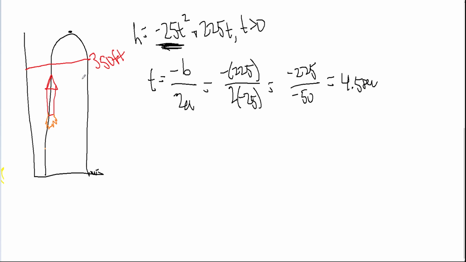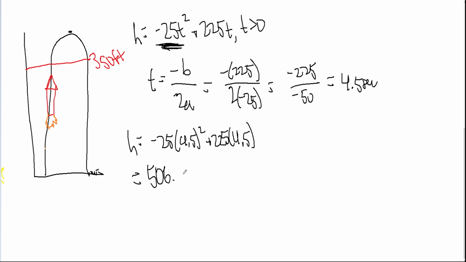And so that's the time it takes to reach our max height, but then we have to actually find out what that height is. So we just take that time and plug it into our equation. So we have h is equal to negative 25 times 4.5 squared plus 225 times 4.5. And so when we do that, I have to plug it into my calculator real quick. We end up with 506.25 feet.